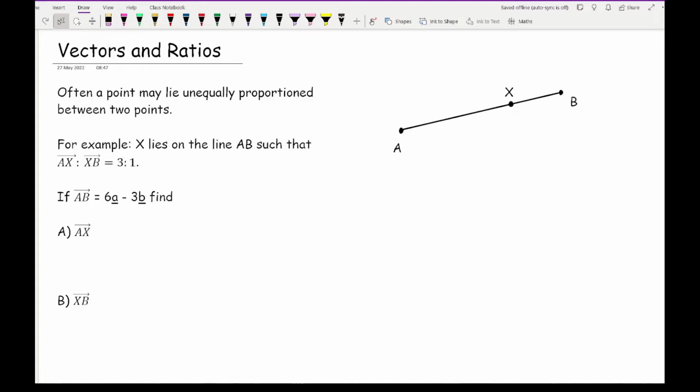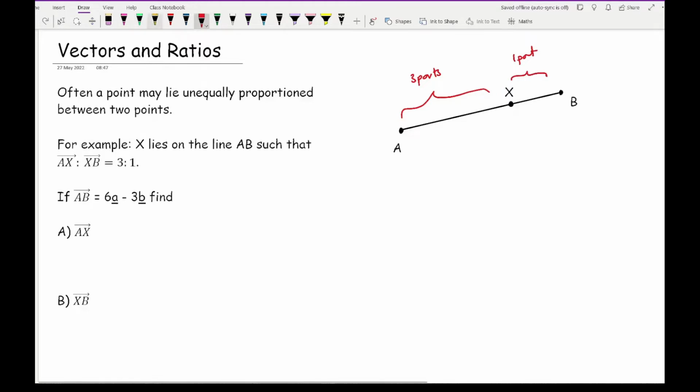So let's have a look. Looking at this, if we just explain the diagram, here is our line AB and X is somewhere in between those 2 points, and it's in the ratio of 3:1. So that means that, looking at this ratio, point X is going to be closer to B than it is to A. So this is going to be 3 parts and this is going to be 1 part. So if I split that line from A to B into 4 parts, basically X will be on the third slash from A.